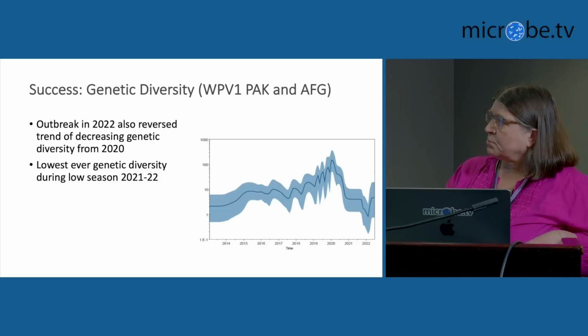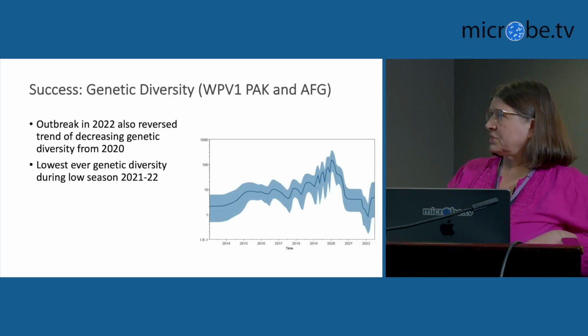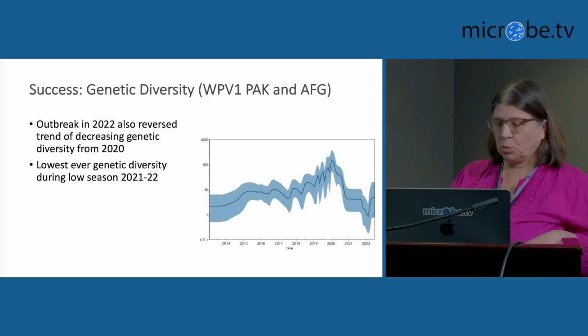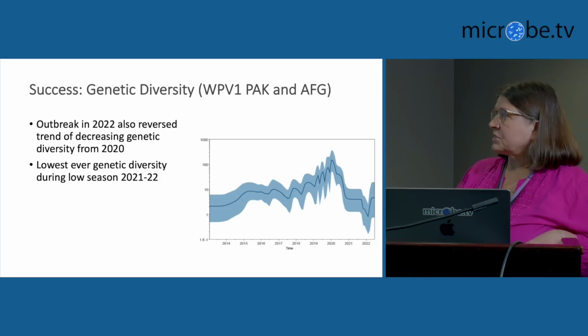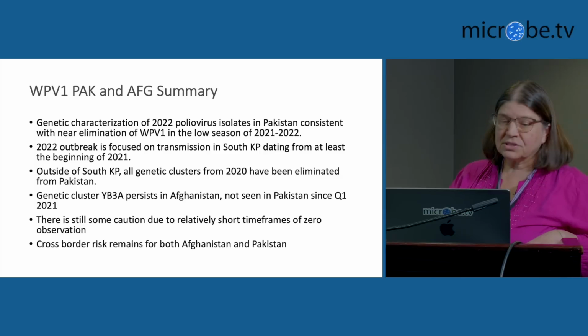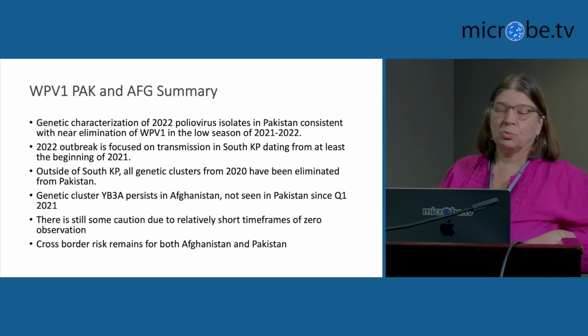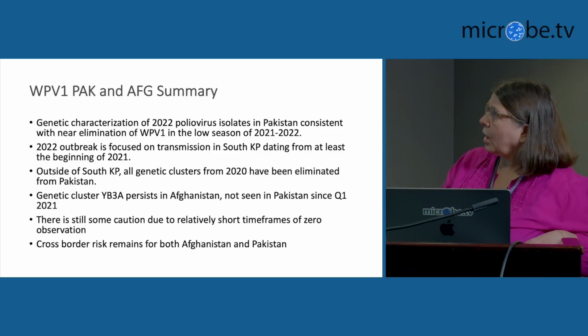There was, as I mentioned, an outbreak later in the year in 2022, which reversed the trend of decreasing genetic diversity from 2020. This is a Bayesian skyline plot, just a way to give some idea of the genetic diversity over time. It is a lagging indicator, but you see this dip here in the low season, in the previous low season, and so we're hopeful that we're getting close there.